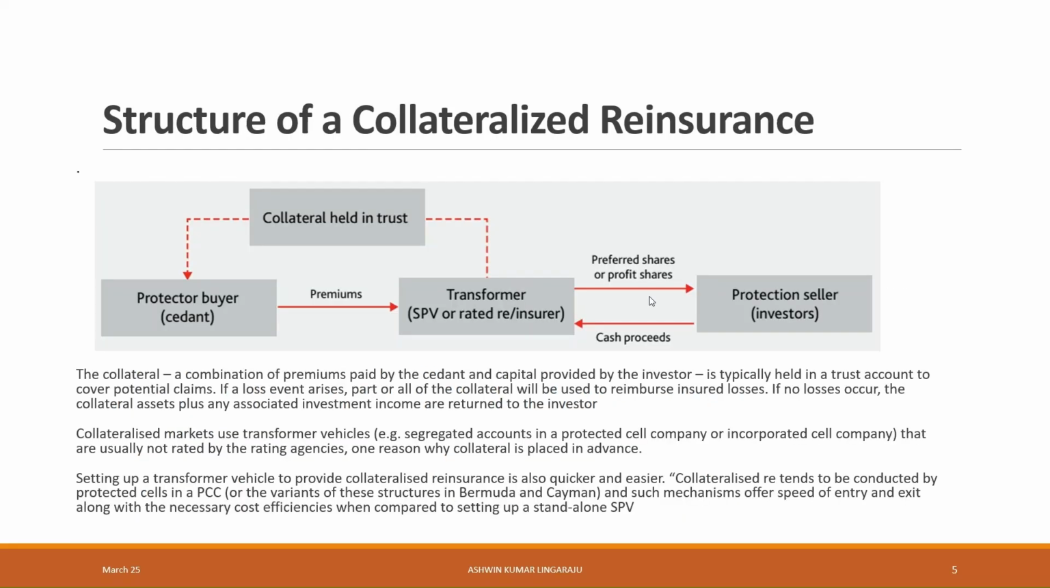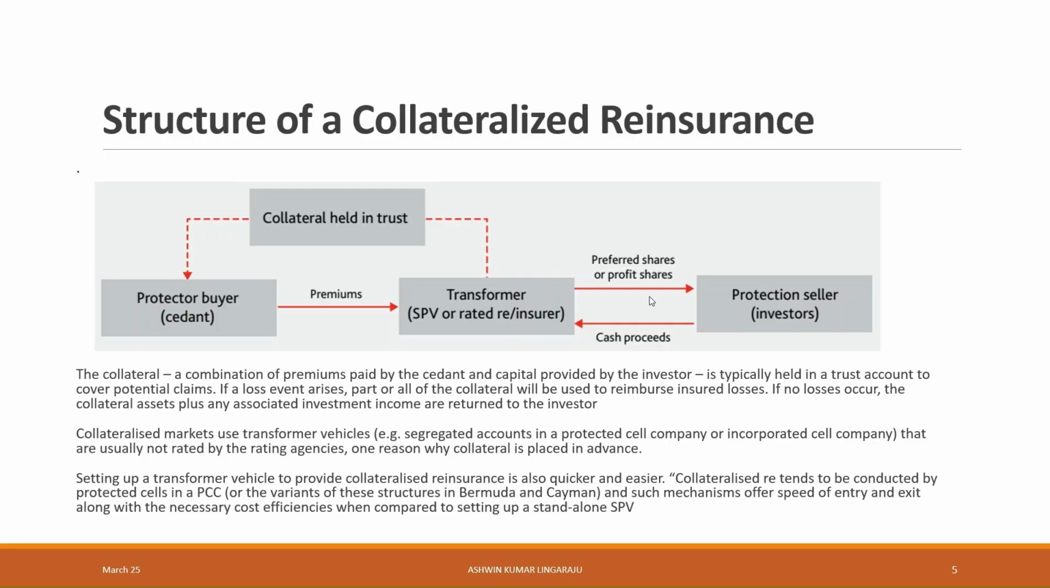Here is the structure of a collateralized reinsurance. We have a buyer, which is also known as a cedent. We have an investor who is a seller. We have an SPV created. The buyer pays premium to the SPV. Investors send cash proceeds to the SPV. Both premiums and cash proceeds are held in a trust. If a loss arises, part or all of the collateral will be used to reimburse insured losses. If no loss occurs, the assets plus associated investment income are returned to the investor.